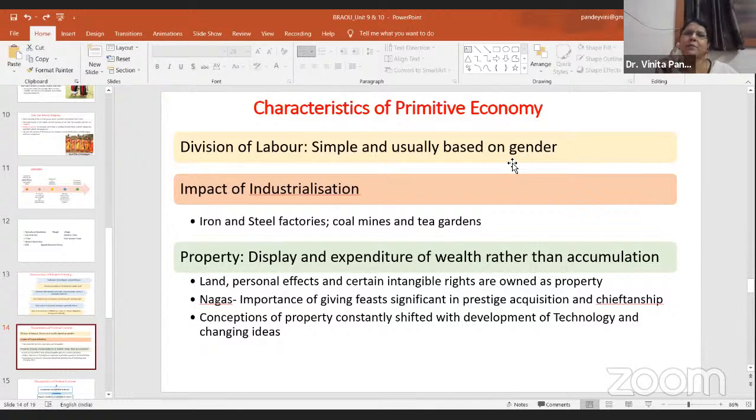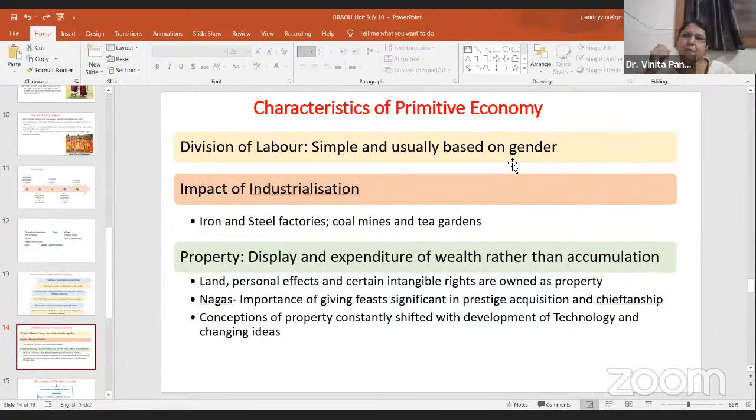Why are we saying it is simple? Because it is based on what work males will do, what work females will do. So the division of labor is purely based on gender. But in modern societies, it is not like that. I'm sure you all must have studied Emile Durkheim also in your first year, second year classes. Emile Durkheim also talks about mechanical solidarity and organic solidarity when he is talking about division of labor. So mechanical solidarity is similar to our primitive society solidarity.